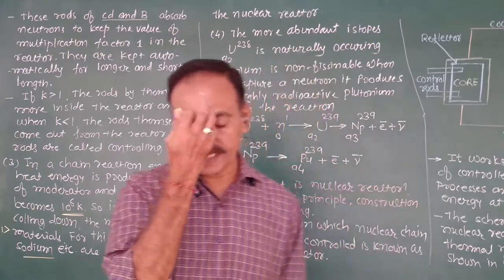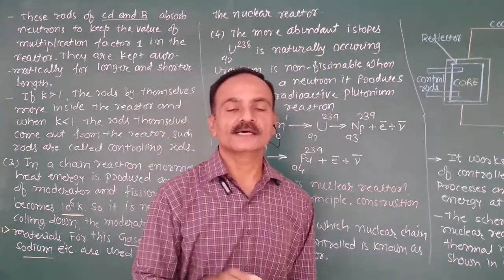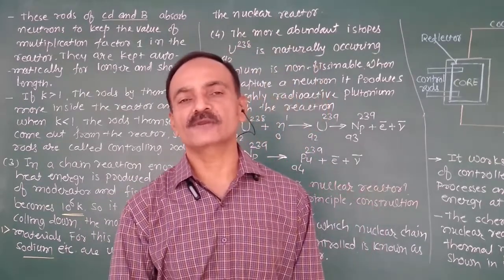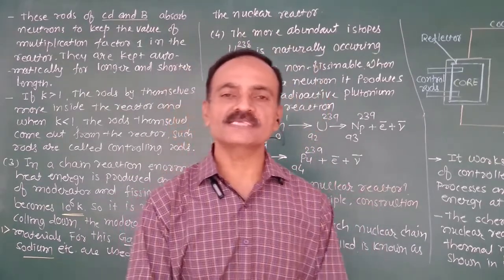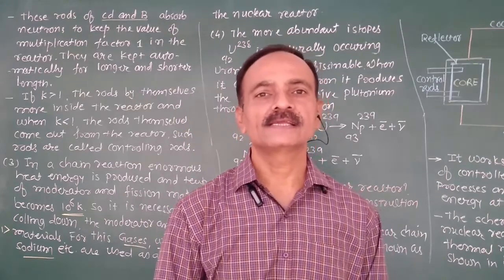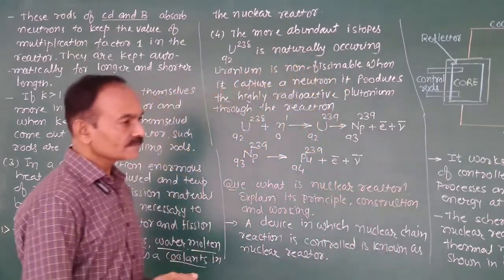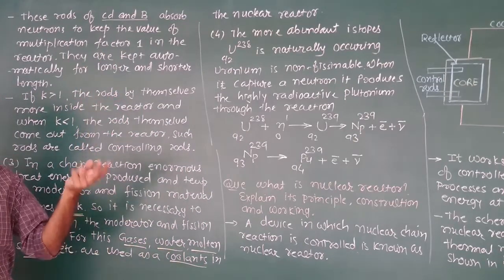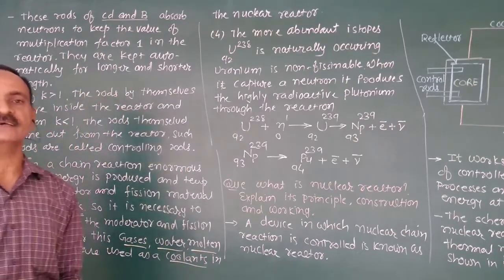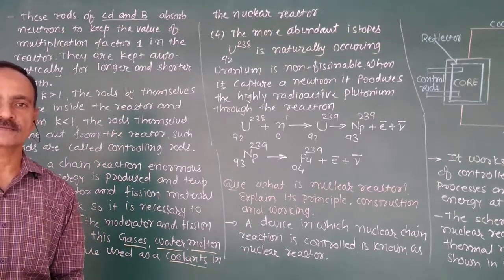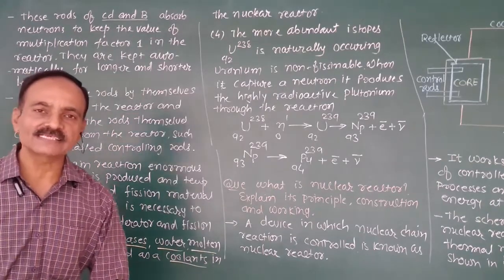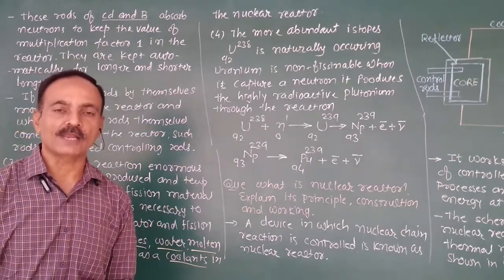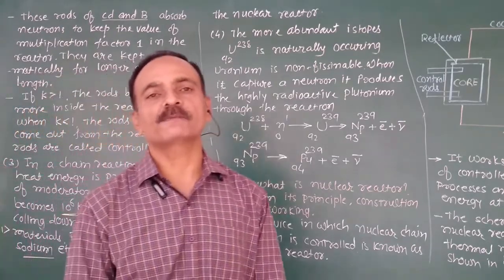To keep the value of K equal to 1, rods of cadmium and boron are used. These rods are known as controlling rods. The position of these rods is automatic. If K is greater than 1, the rods go inside the reactor and absorb the excess neutrons. And if the value of K is less than 1, at that time they automatically come out from the reactor to allow more neutrons for the fission process.